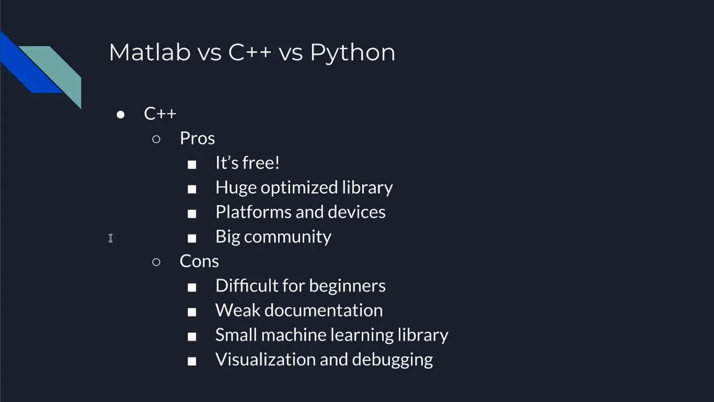The third pro is the platforms and devices. You can obviously use OpenCV in your desktop app or as the backend of your web application. Because of its focus on performance, OpenCV for C++ is the vision library of choice in many embedded vision applications and mobile apps. The fourth pro is the big community.